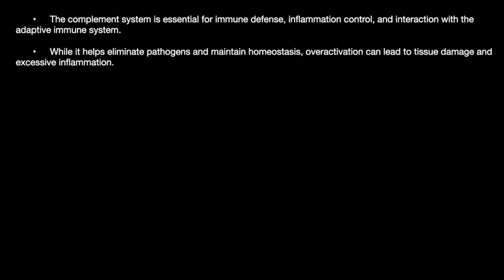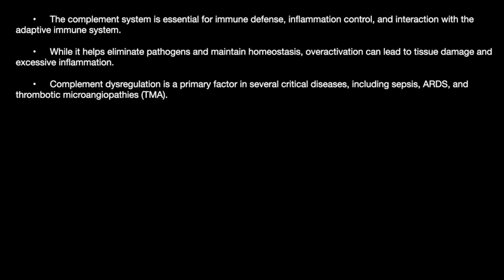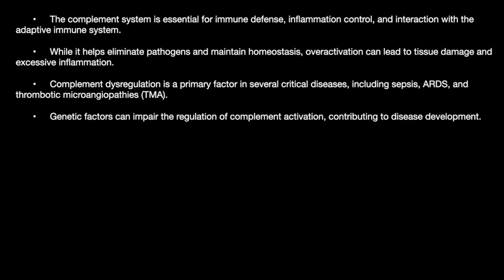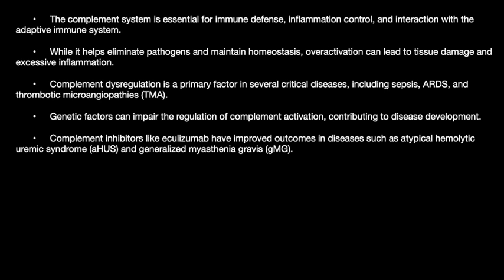The take-home message is the complement system is essential for immune defense, inflammation control, and interaction with the adaptive immune system. While it helps to eliminate the pathogen and maintain the homeostasis, overactivation can result in tissue damage and excessive inflammation. Complement dysregulation is seen in various diseases, as we have already discussed. Genetic factors can impair the regulation of the complement system, resulting in excessive inflammation.